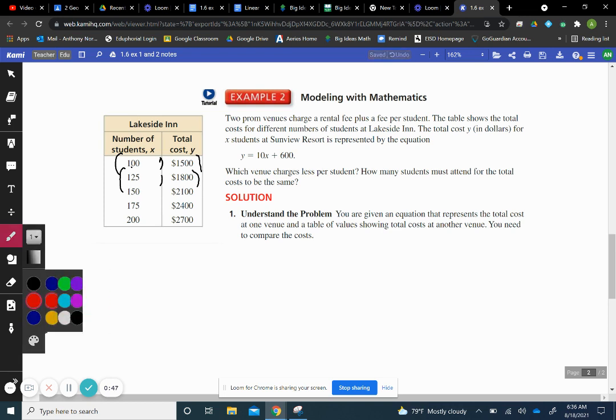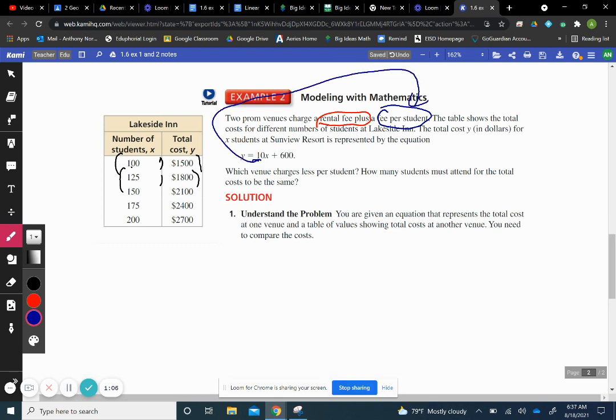One chunk of this is the rental fee plus, and the other part is the fee per student. So when we look at this, the fee per student has to be the 10, because we have to multiply this number by the total number of students. And we know that X is the total number of students from this table and from the words up here. Otherwise, it wouldn't make sense. The 600 has to be the rental fee because you only charge the rental fee once.